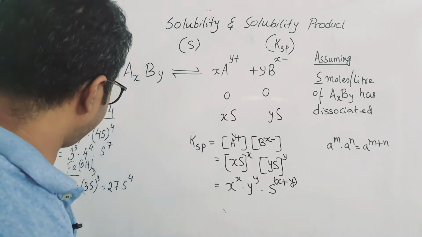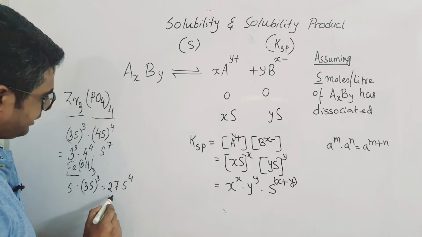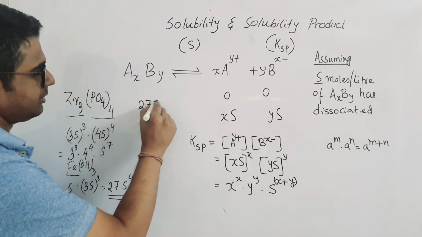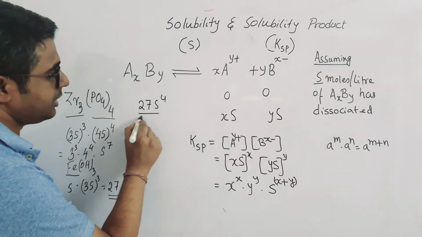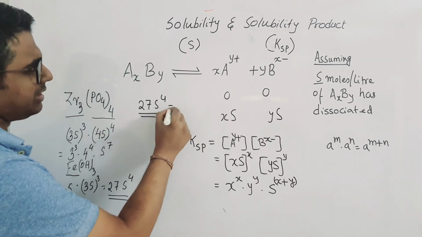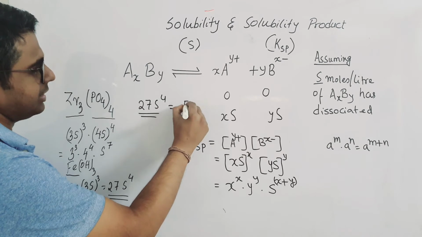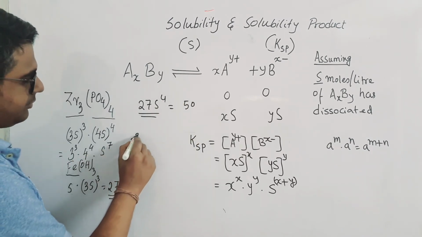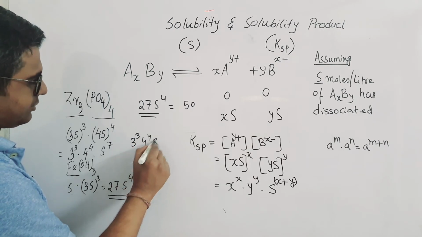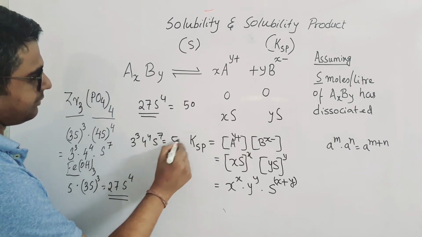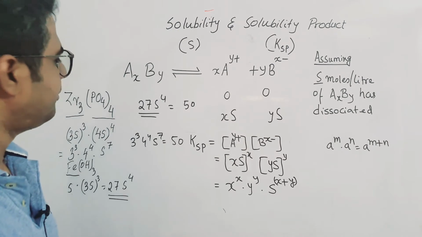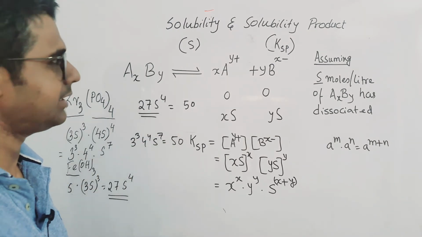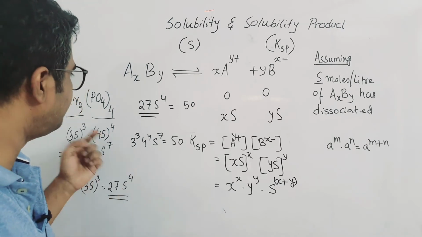Like if you see over here, in case of Fe(OH)3, I got 27 s to the power 4. So this is a solubility product. Now let's take this as 50. Okay, and let's take this one, 3 cube 4 to the power 4 s to the power 7, also as 50. Does this mean that the solubility of both the salts are the same? The Ksp is the same. I have written the Ksp as same arbitrarily. Does this mean the solubility is same for both?